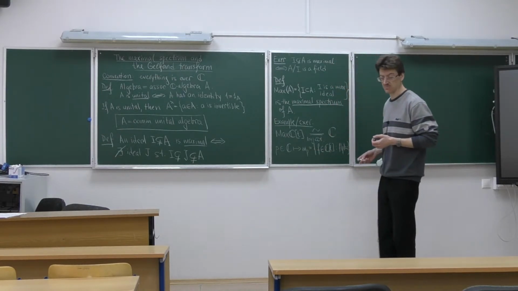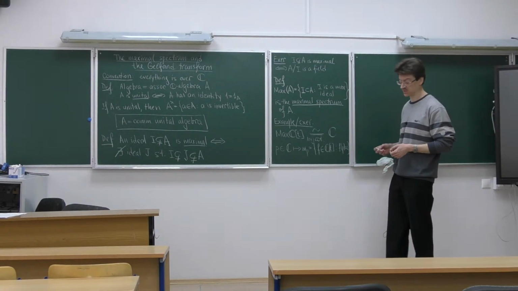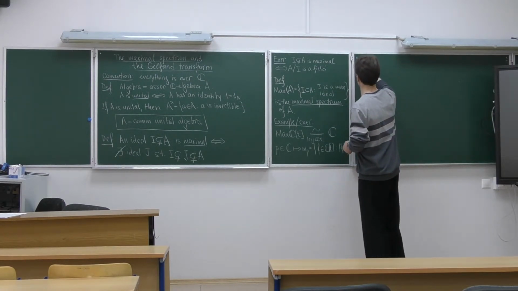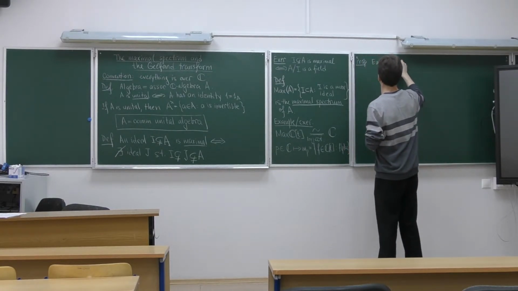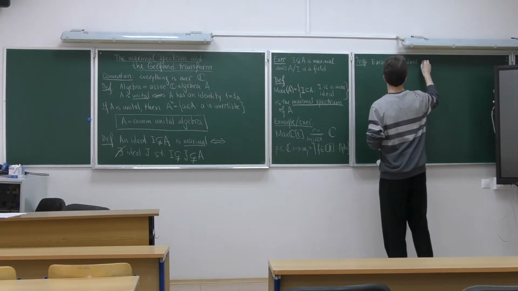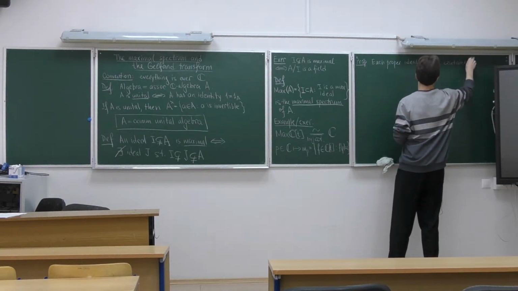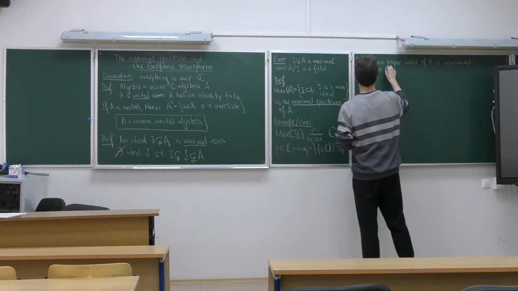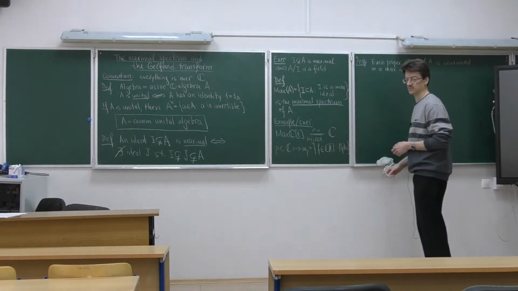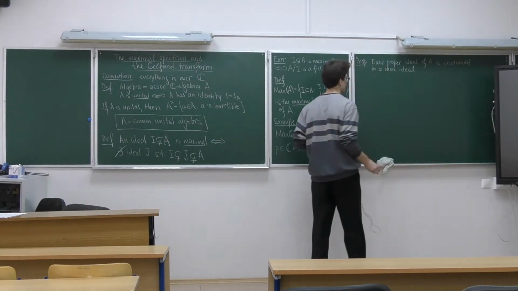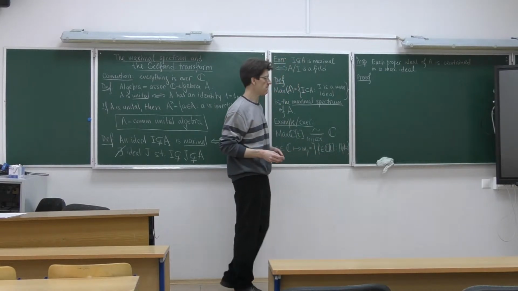How about the existence of maximal ideals in the general case? It turns out that maximal ideals always exist. Moreover, we have the following proposition. Each proper ideal of A is contained in a maximal ideal. The proof is a standard application of Zorn's lemma.